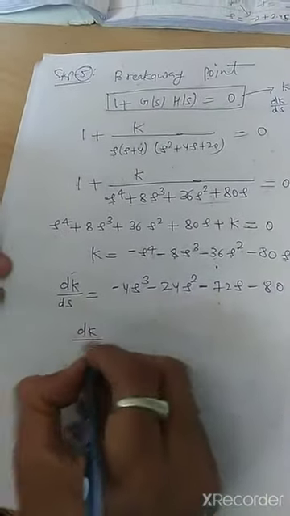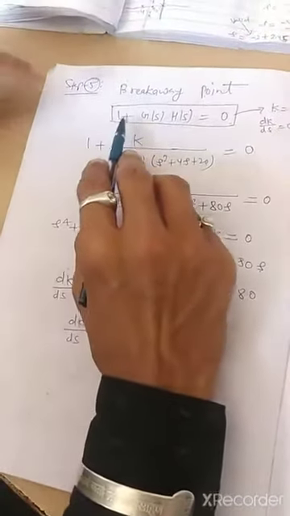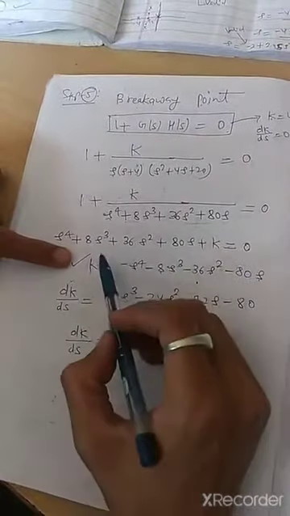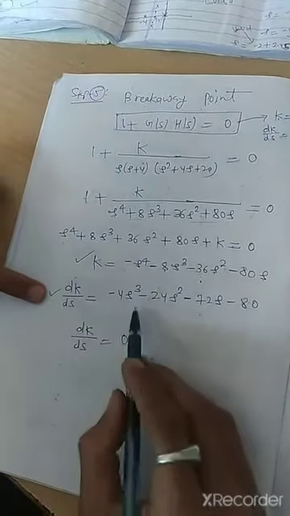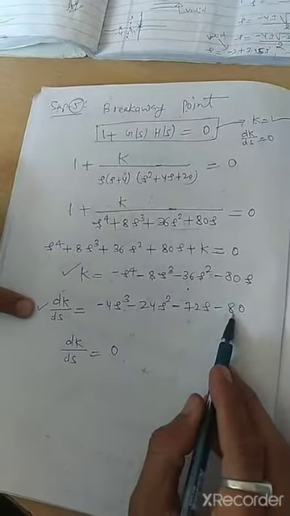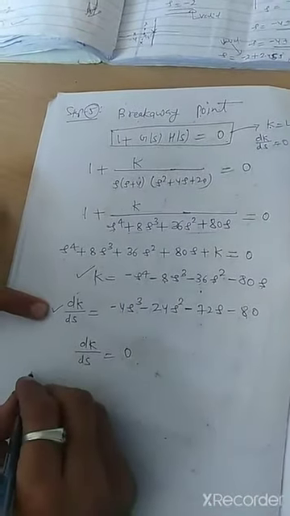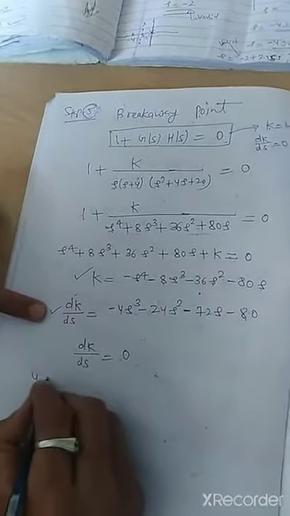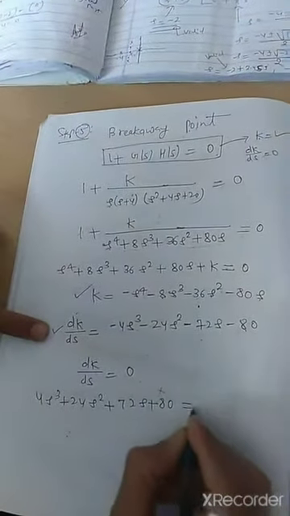So now we have to put dK upon ds equal to 0. I again repeat, to find out the breakaway point, first of all we should find out the value of K with the help of 1 plus GsHs equal to 0. After finding out the value of K, we differentiate with respect to s to find dK upon ds, then put dK upon ds equal to 0. This minus will be converted into plus, because on the right hand side there will be a 0. So 4s cube plus 24s square plus 72s plus 80 is equal to 0.